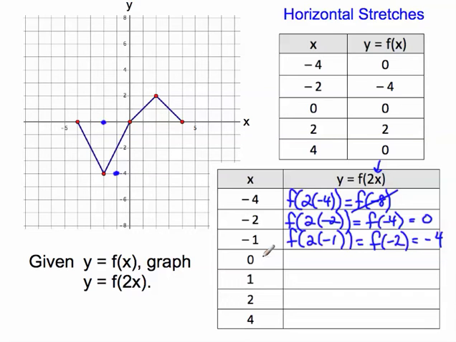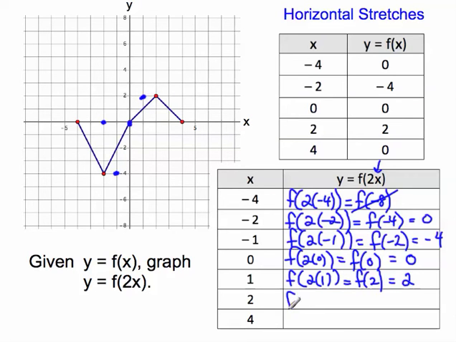When x is equal to 0, f of 2 times 0 is still just f of 0. And looking above, that's equal to 0. So that point goes there. And in fact, it hasn't moved. When x is equal to 1, f of 2 times 1 is equal to f of 2. Looking above, f of 2 is equal to 2. So now we have the point 1, 2 on our new graph. When x is equal to 2, f of 2 times 2 is equal to f of 4. And f of 4 from above is equal to 0. So now we have the point 2, 0 on our graph.